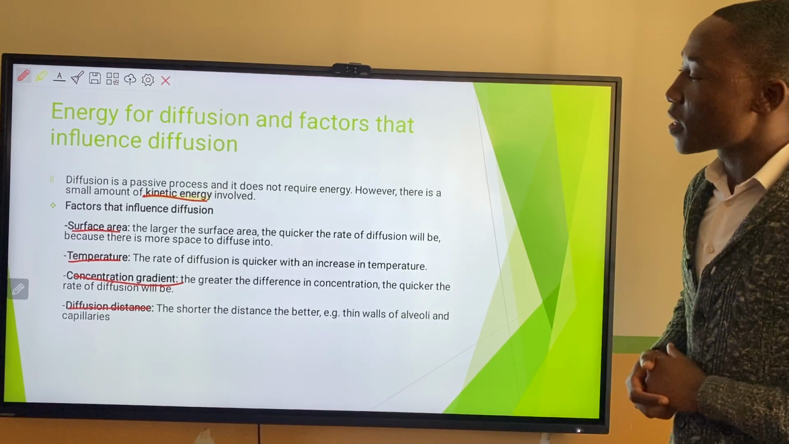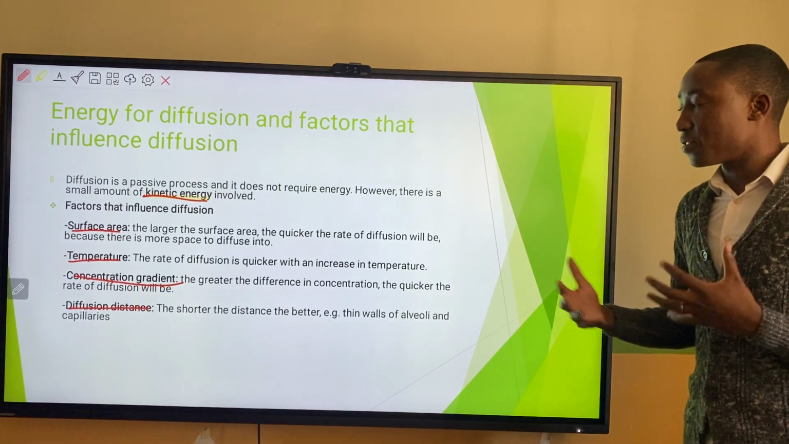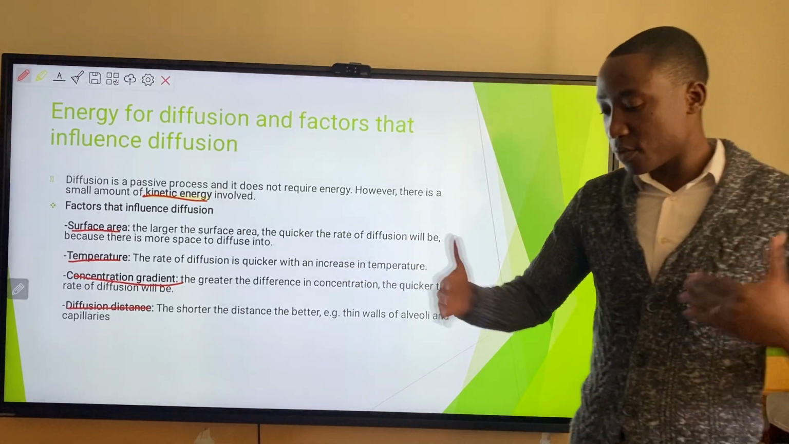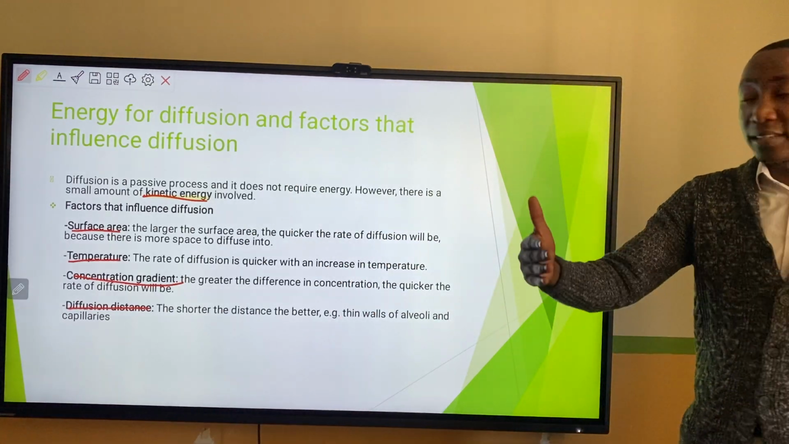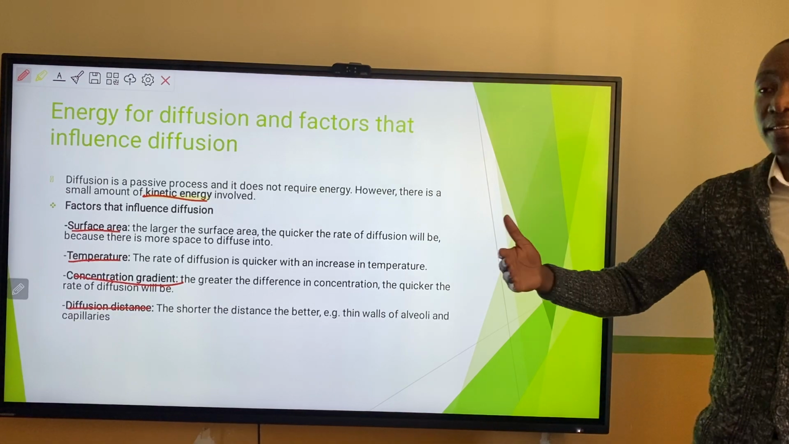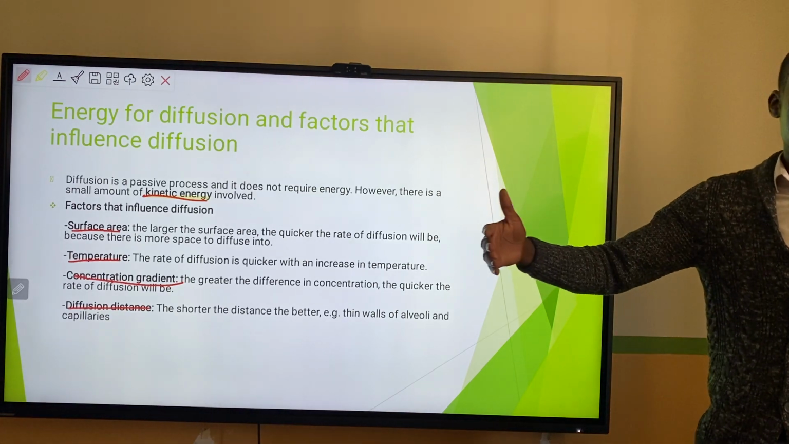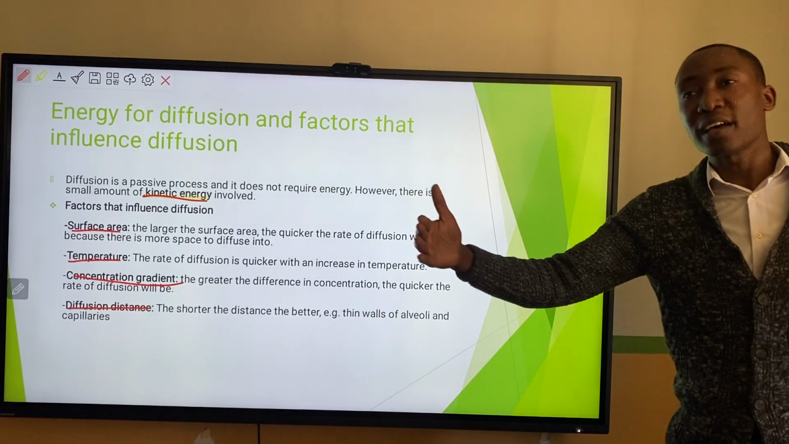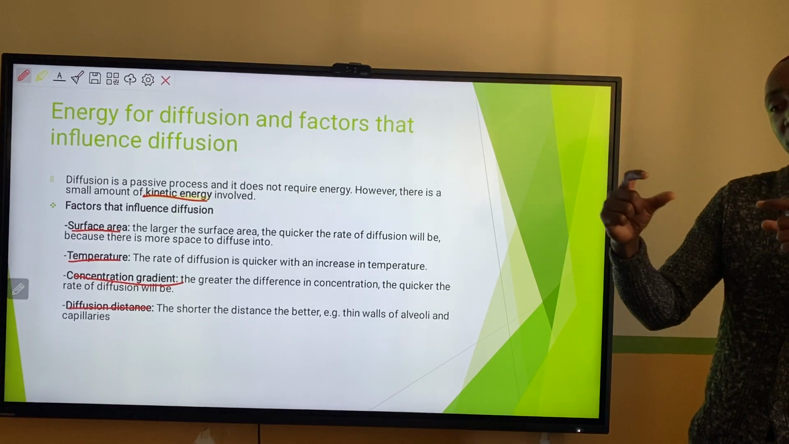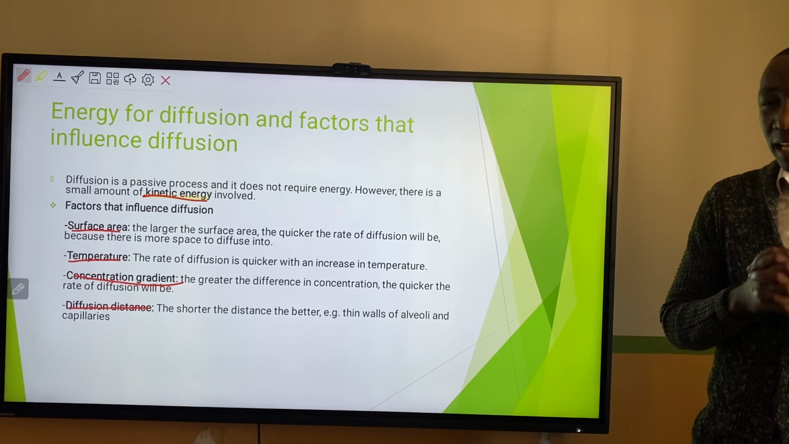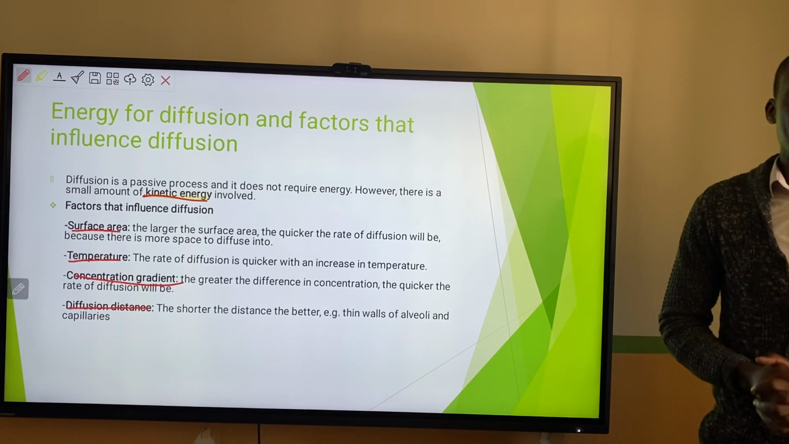And then we have the distance of diffusion, or the distance where diffusion is taking place. Of course, the shorter the distance, the greater the rate of diffusion, right? Diffusion will be a little bit faster if the distance in where diffusion is taking place is shorter. Is that making sense? No.